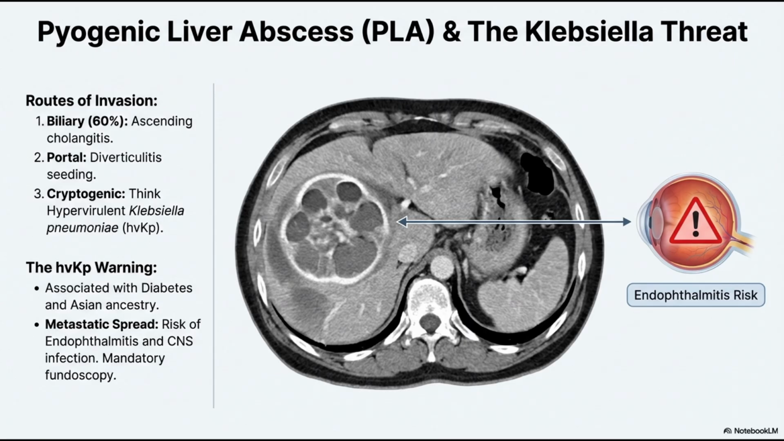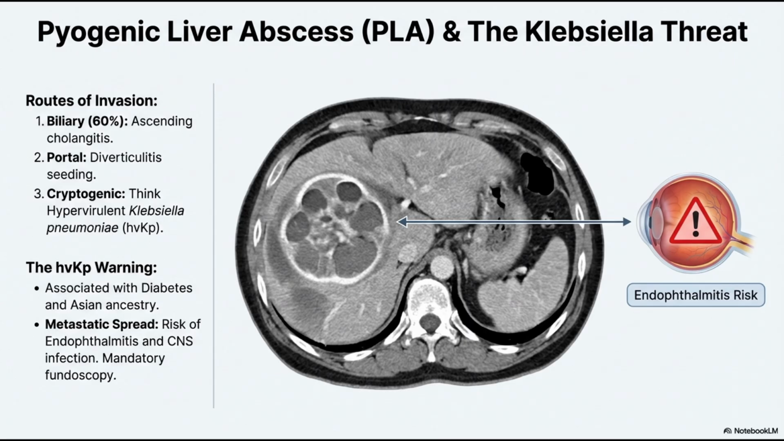Most patients just have fever, malaise, maybe some weight loss. It looks like failure to thrive in an elderly person. And jaundice. Jaundice is actually rare in amoebic abscesses. It's a bit more common in the pyogenic ones, especially if they are biliary in origin, but it's not a reliable sign. So we have to rely on imaging.